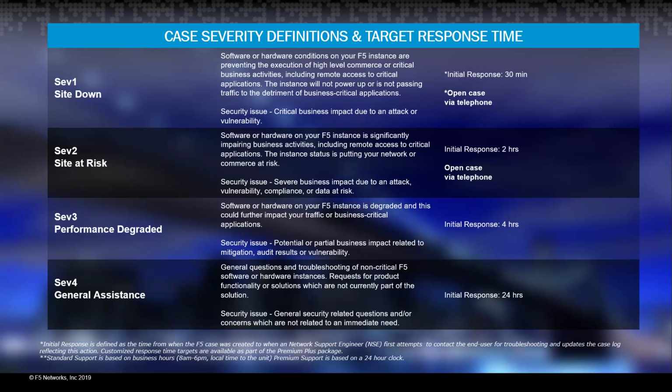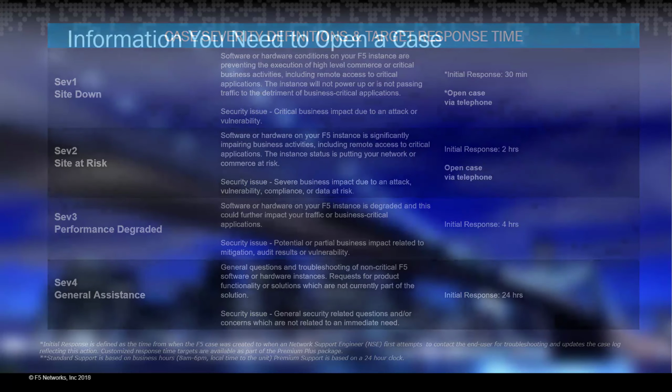So for general assistance, it's a 24 hour initial response. Severity 3 is a 4 hour initial response, and severity 2 is a 2 hour initial response. And severity 1, if it is raised via phone, is a 30 minute initial response. If it is raised via portal, it's a 60 minute initial response.